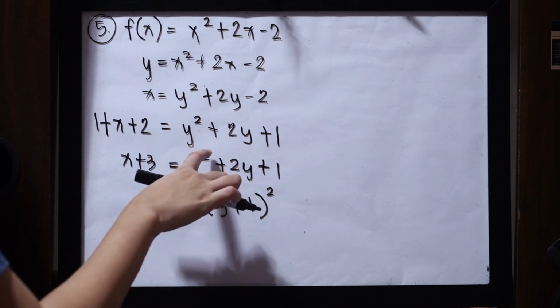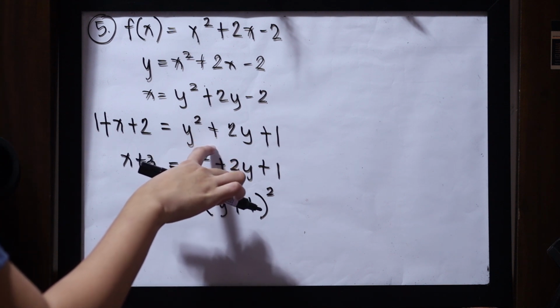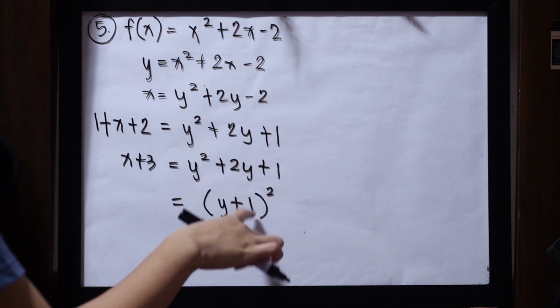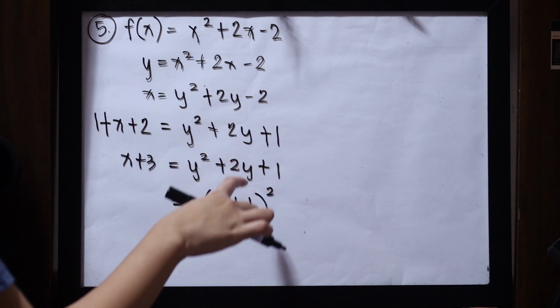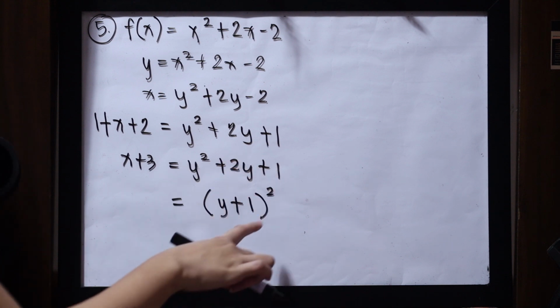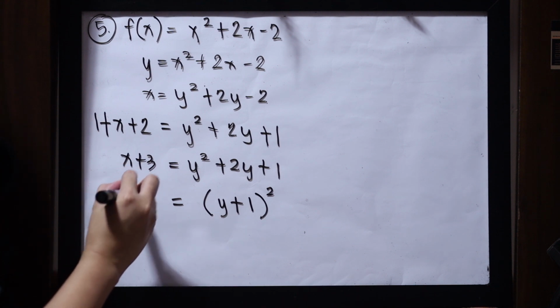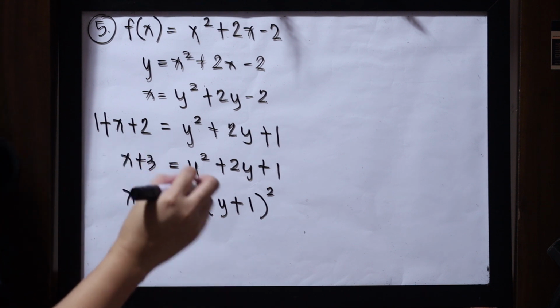Y squared, get the square root of the first term na y squared, so y. Get the square root of the last term, 1. Tapos, since pareho tong addition, edi positive yan. Tapos, squared. I-add nyo lang yung squared. Tapos, next, you just copy x plus 3.